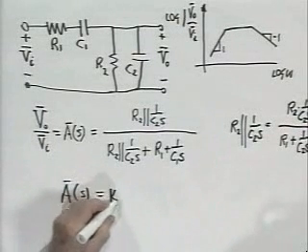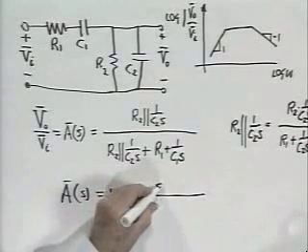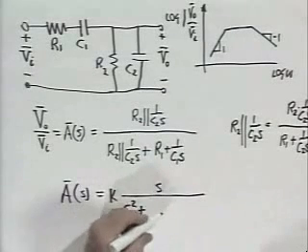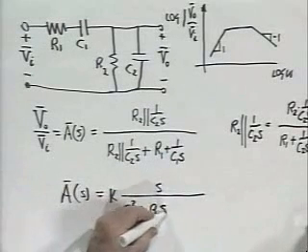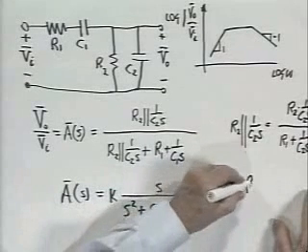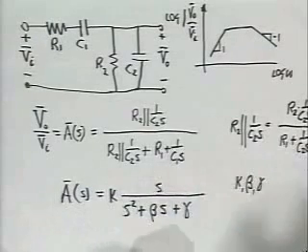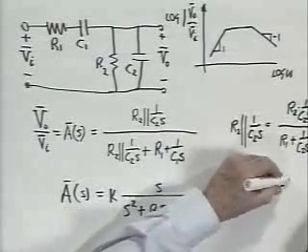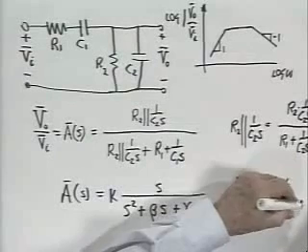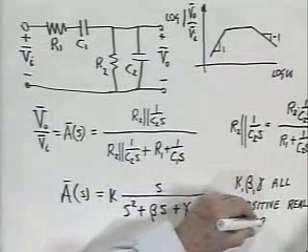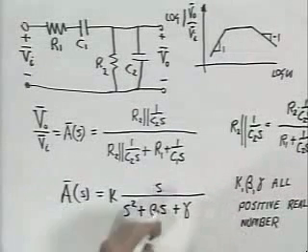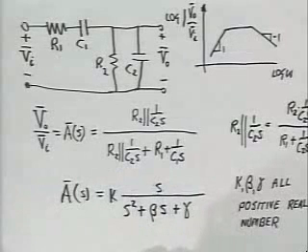which looks like this. There's some constant K. In the numerator, S. In the denominator, S squared plus beta S plus gamma. And these constants, K and beta and gamma, are collections of the coefficients R1, R2, C1, C2, and they are all positive, real numbers. Since we haven't set S equal to J omega, there are no imaginary numbers around. All the expressions and all the variables S, A, K, beta, and gamma are real numbers.